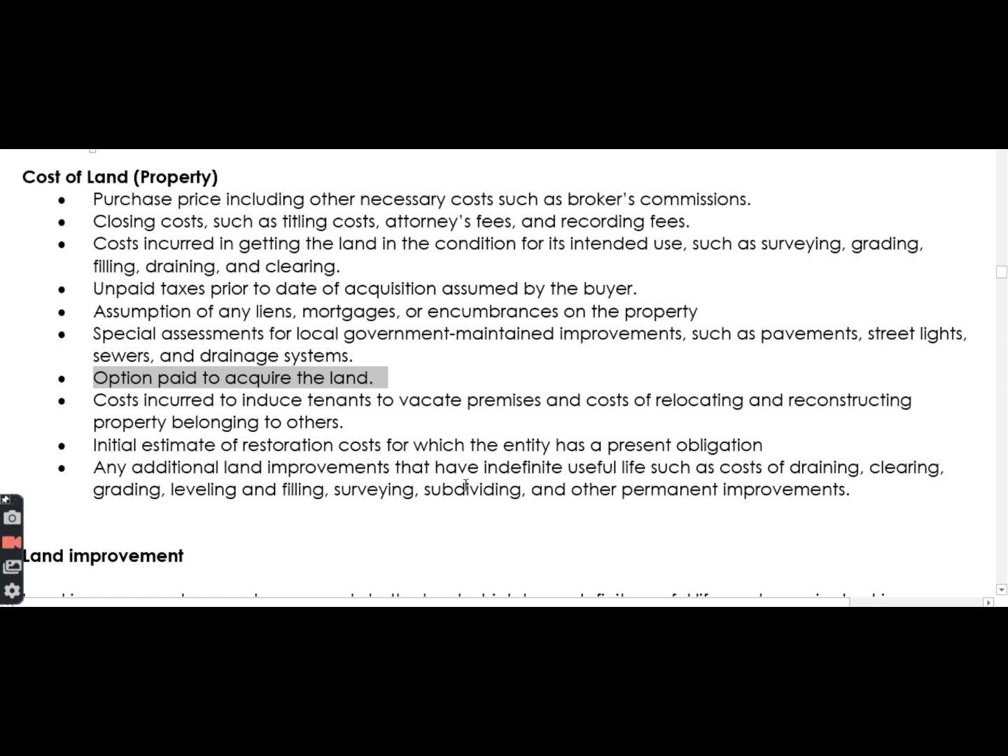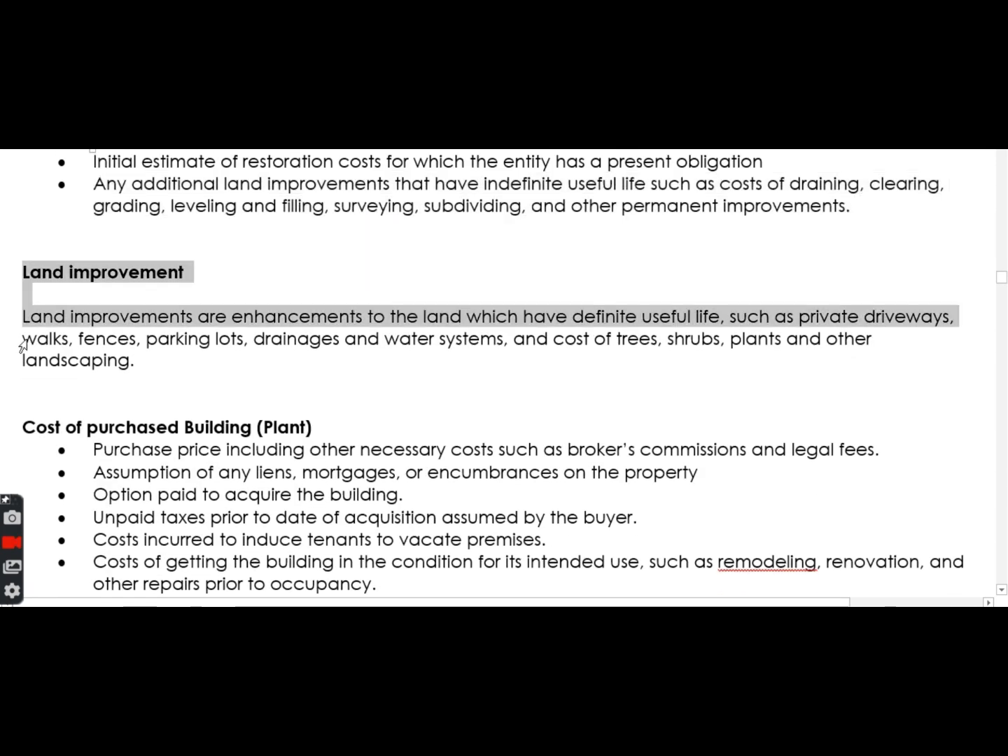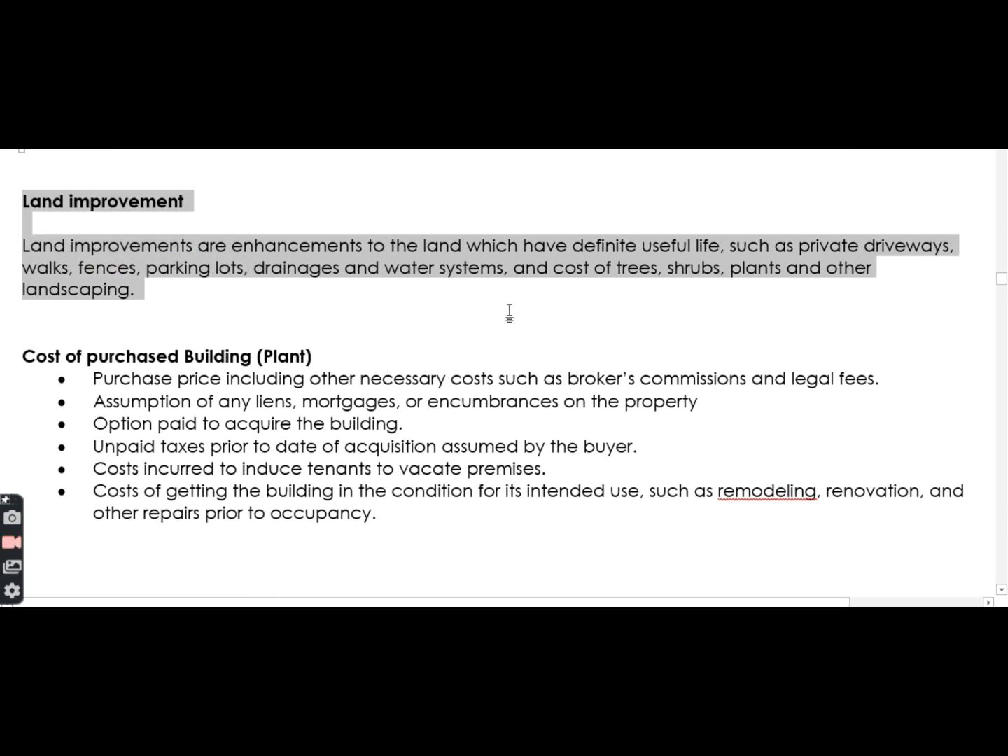And then any additional land improvements that have been identified, that have indefinite useful life, such as cost of draining, clearing, grading, leveling, and filling, surveying, subdividing, and other permanent improvements. Okay? Importante ito, okay, kasi dapat indefinite useful life. Kasi kapag may land improvement tayo, pero meron siyang useful life, separate na siya dito. Okay? So, ang land improvement na merong definite na useful life, iba ang treatment. It will be capitalized as a different asset and it is going to be depreciated based on the depreciation method that you use. Okay?